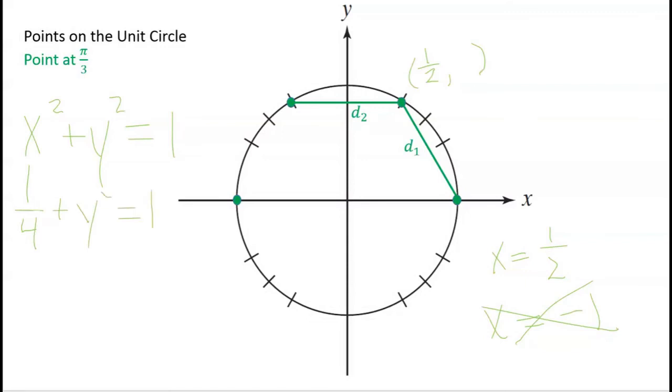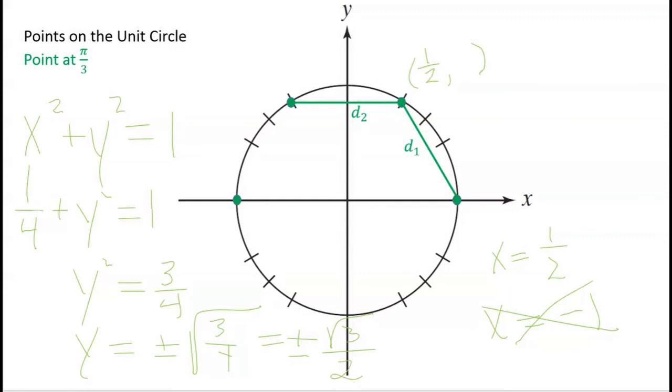To solve that, I'm going to subtract the 1/4 over. That's going to give me y squared equals, now 1 minus 1/4 is 3/4. You know that, right? It's really 4/4 minus 1/4. I take the square root of both sides, and I get plus or minus the square root of 3/4, which gives me plus or minus the square root of 3 over 2. I took the square root of each part, and that is my y value.